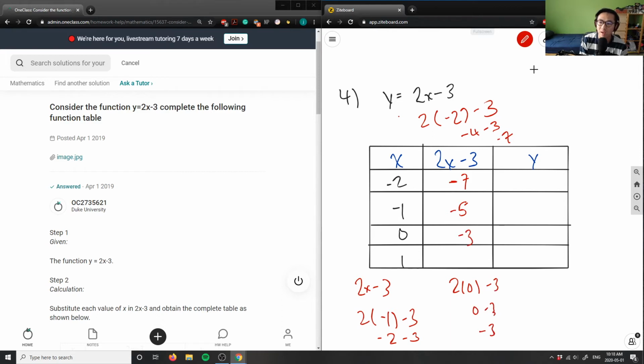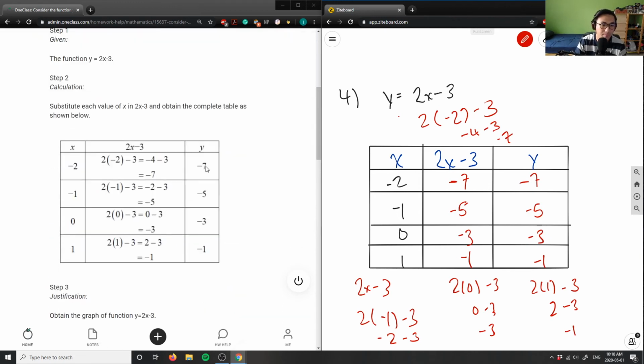And finally, I could do the same thing for 1, right? 2 times 1 minus 3. 2 times 1 is 2, minus 3 is -1, right? So I have all these points here. And these points are actually equal to my y value as well, because I stated that y equals 2x minus 3. So these two function table columns are actually the exact same. So I can write down -7, -5, -3, and -1 here. And this will be my correct answer for number 4.